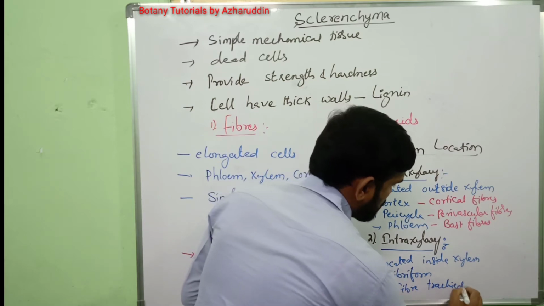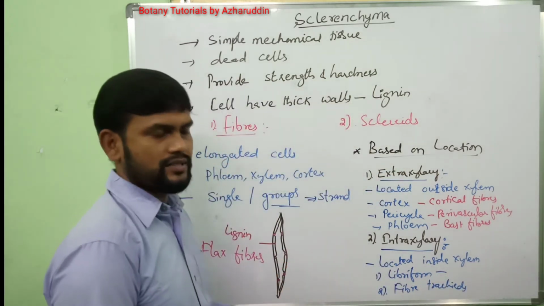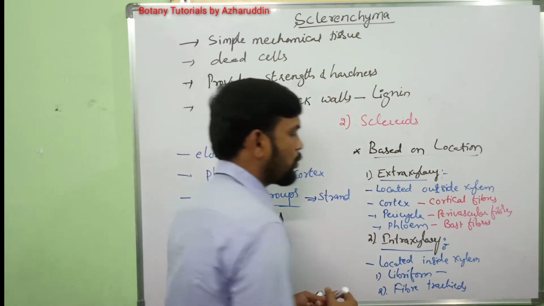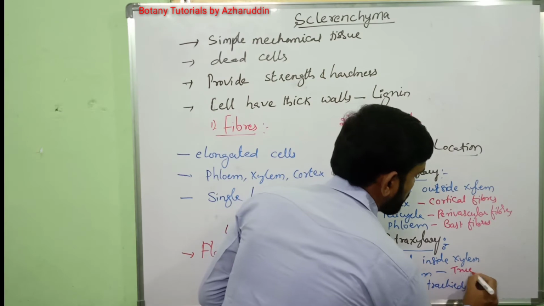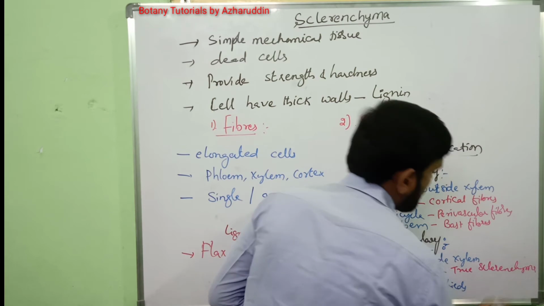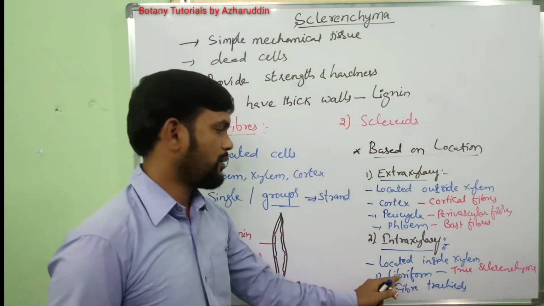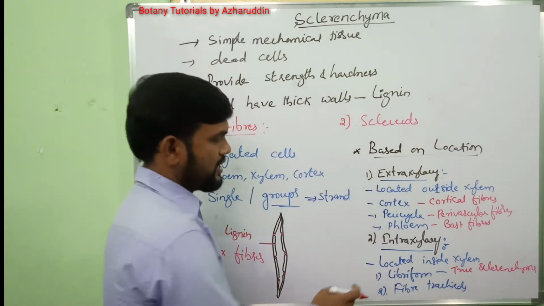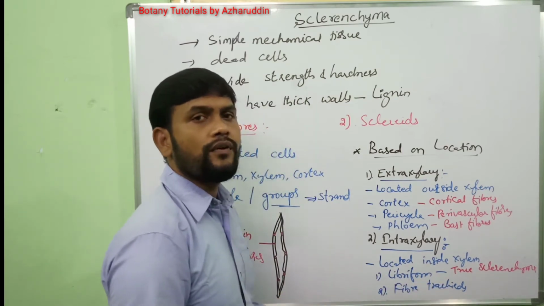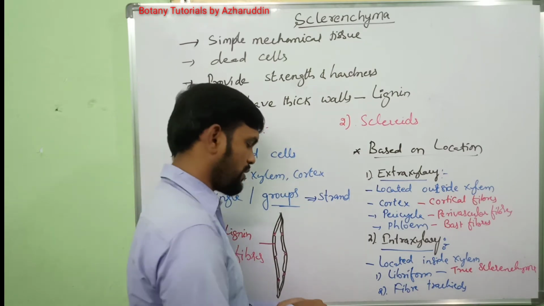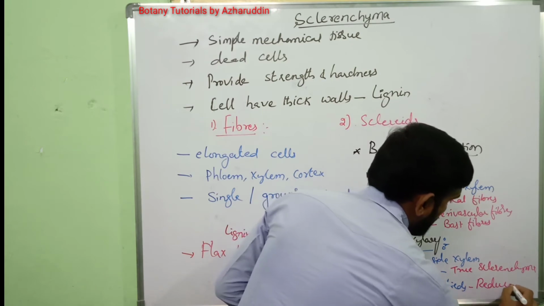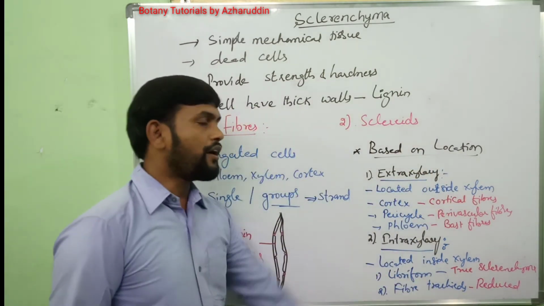Coming to the first type, libriform fibers. Libriform fibers are true sclerenchyma cells, and they contain simple pits. Next, coming to fiber tracheids. Fiber tracheids are reduced sclerenchyma or reduced fibers, and they contain bordered pits.